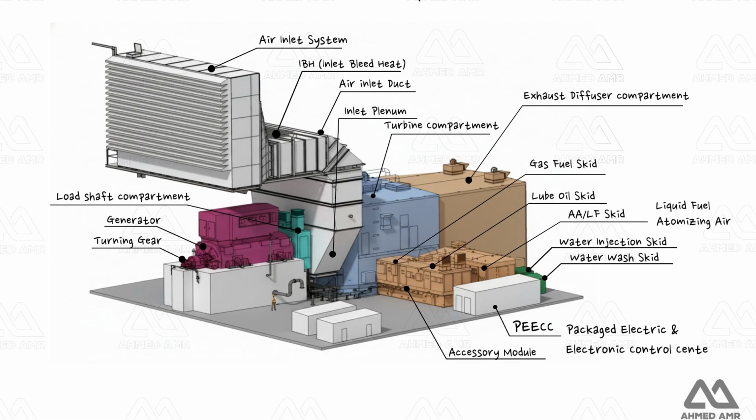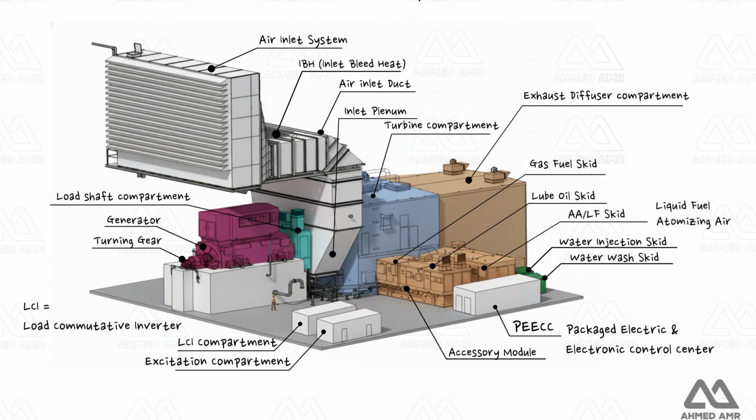These two units next to each other, one is the excitation compartment for the excitation system of the generator, and the other is the LCI compartment for the starting system. LCI stands for Load Commutative Inverter. This system is used in FA technology turbines and allows for a very fast startup, sometimes as quick as 10 minutes. Don't worry, we'll open each of these closed boxes and explain it in detail.